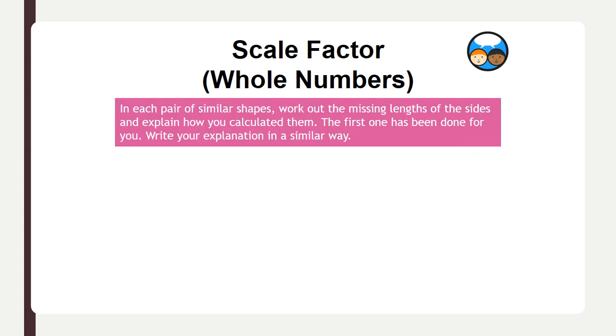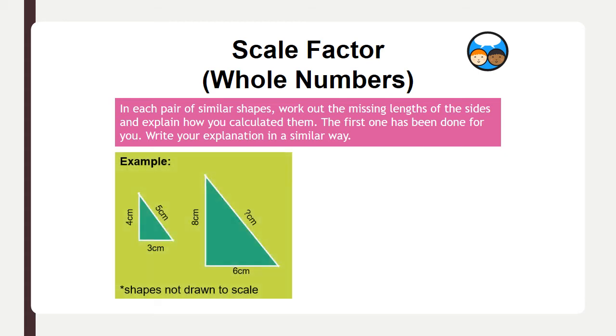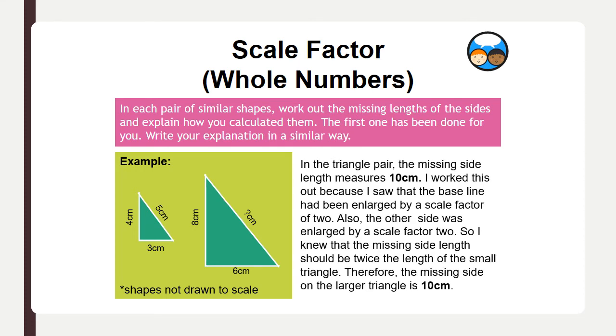In each pair of similar shapes, work out the missing lengths of the sides and explain how you calculated them. The first one has been done for you. I'd like you to write your explanation in a similar way. So, here's the first one.